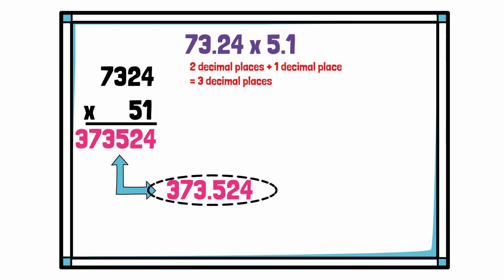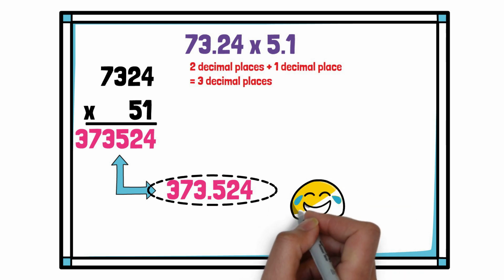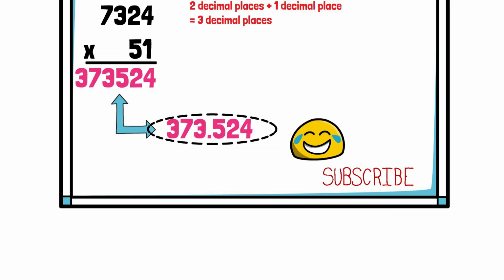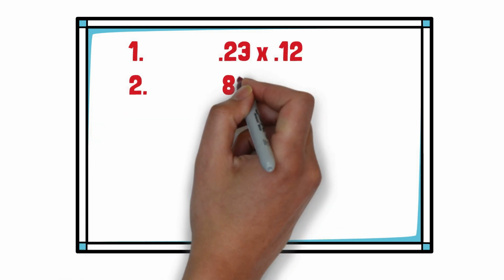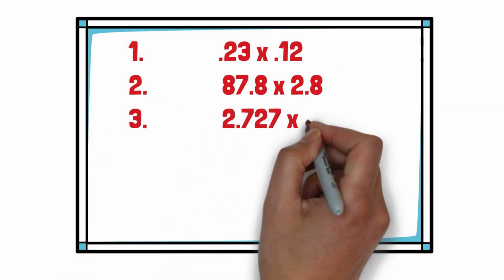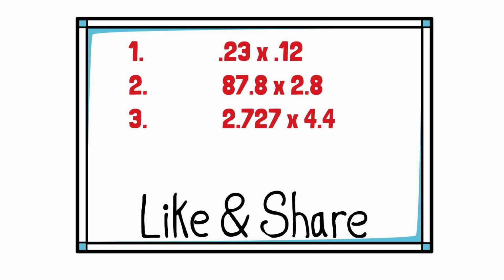In this next section, I want you to try these on your own. There will be 3 examples, and you can pause the video or you can work them out after the video and check the comment section for the answers. Try it on your own first. So number 1, 0.23 times 0.12. Number 2, 87.8 times 2.8. Number 3, 2.727 times 4.4.